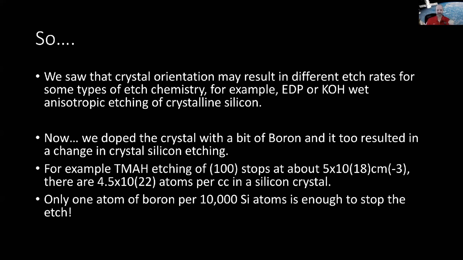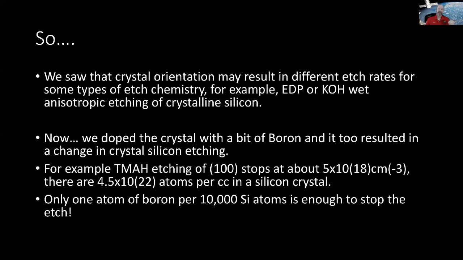So we saw that the crystal orientation may result in different etch rates with some types of etch chemistry, for example, EDP or KOH, wet anisotropic etching of crystalline silicon. Then we doped the crystal with a bit of boron, and it too resulted in a change in the crystal etching properties. And then there's an example where you can use TMAH, which is tetramethyl ammonium hydroxide, and it can also etch 100. Okay.